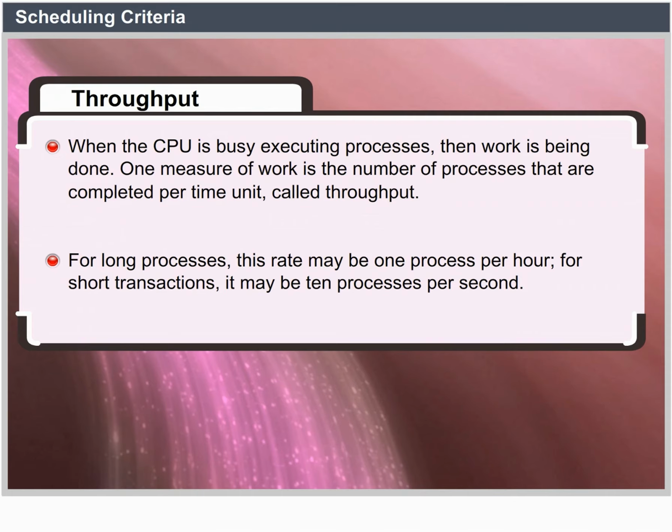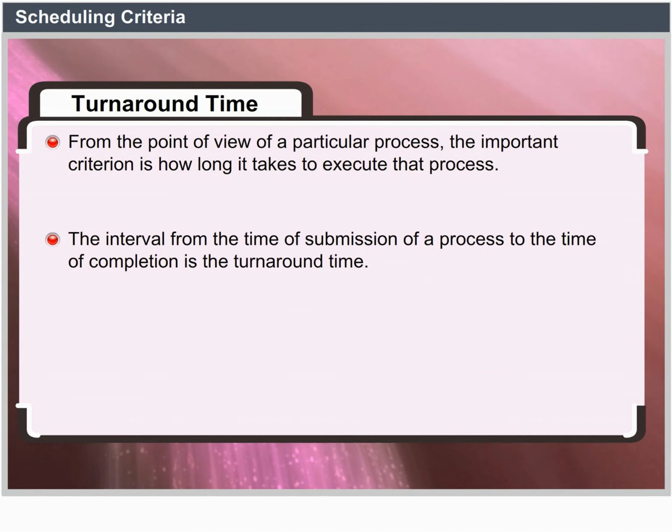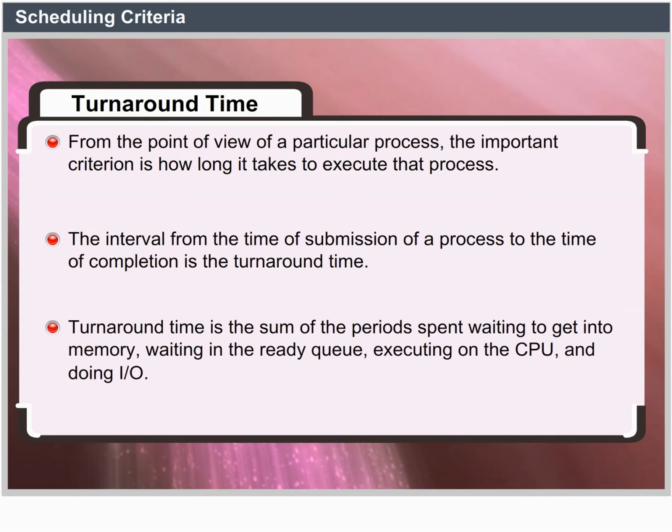Turnaround time. From the point of view of a particular process, the important criterion is how long it takes to execute that process. The interval from the time of submission of a process to the time of completion is the turnaround time. Turnaround time is the sum of the periods spent waiting to get into memory, waiting in the ready queue, executing on the CPU, and doing input-output.